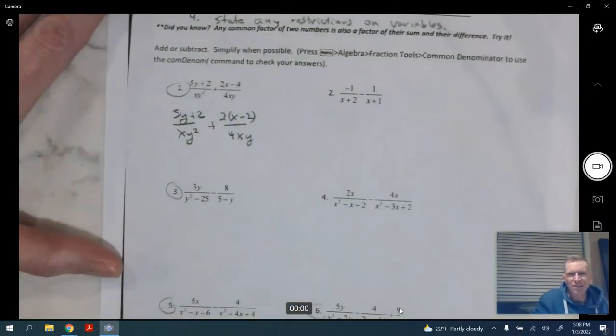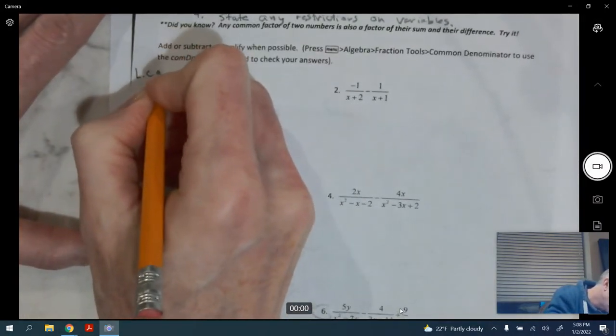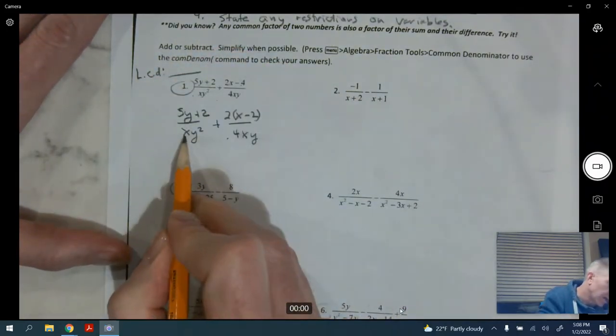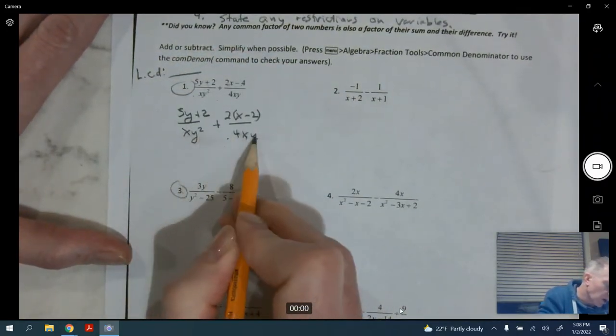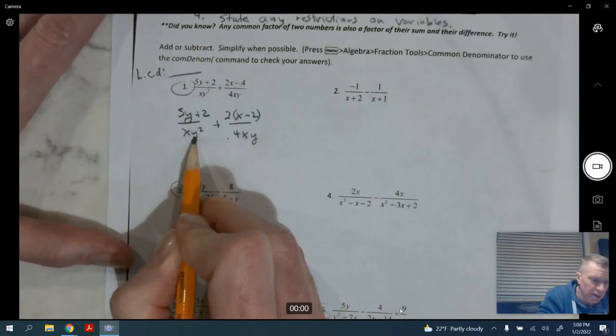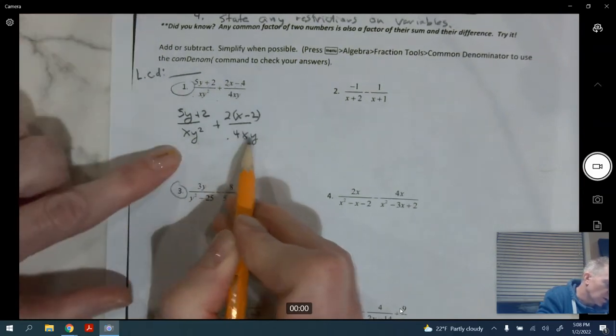Now, what is your least common denominator, your LCD? Well, here we've got an x, here we've got an x. Here we've got a y, but we've got a y squared there, so we know we need y squared. We need 2 y's, and we need a 4. So our least common denominator is going to be 4xy squared.